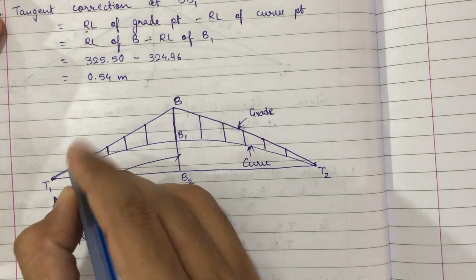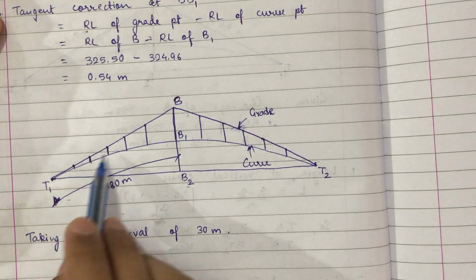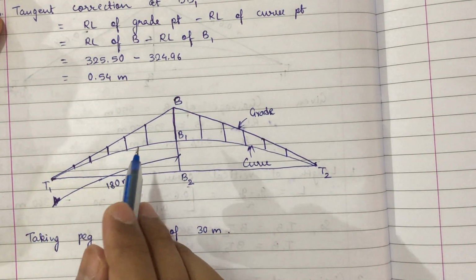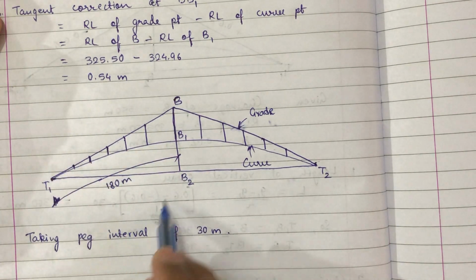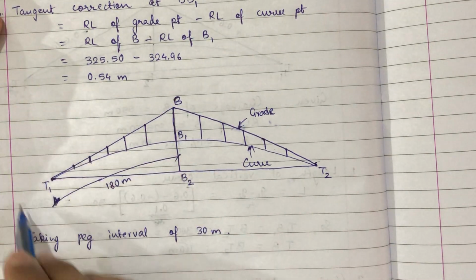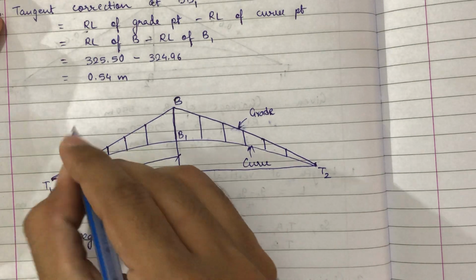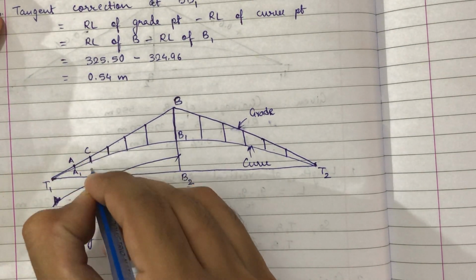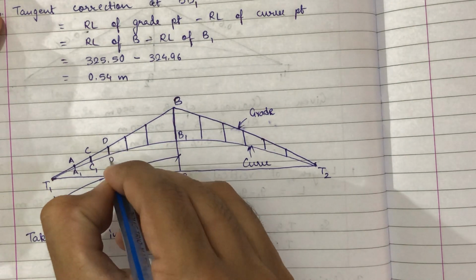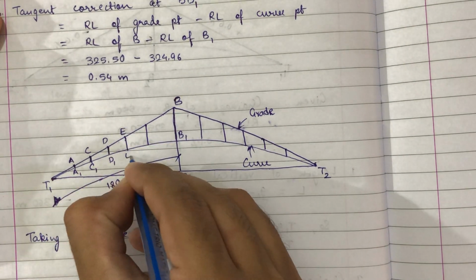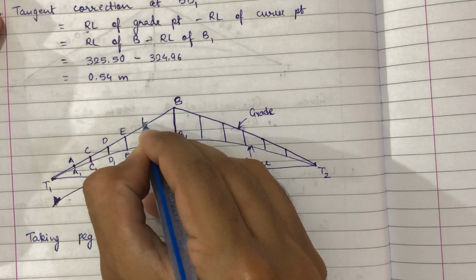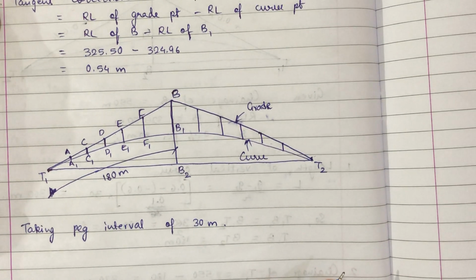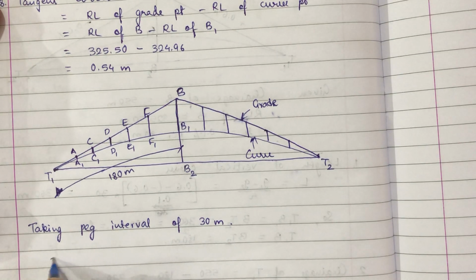Now we need to find the tangent correction at all these levels. First we will consider only this half portion. So suppose this is A A1, this is C C1, D1, E1, F1.